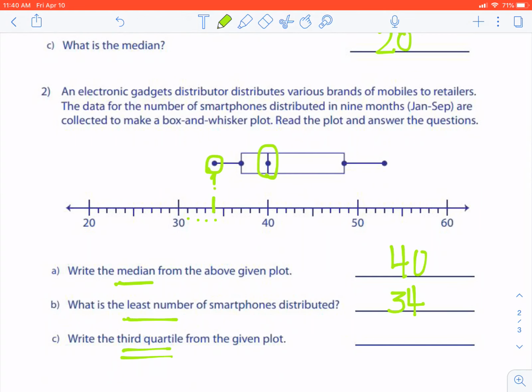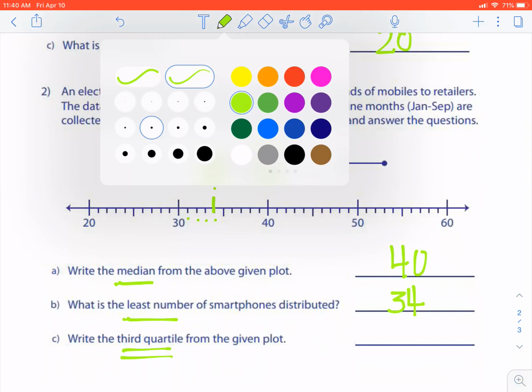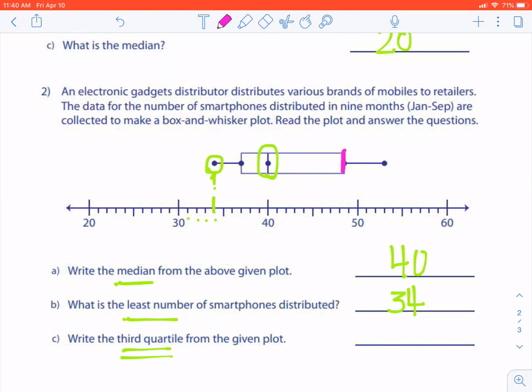Third quartile, that's your upper quartile. So that's going to be this number up here. If I were to come straight down, it looks like that would be at about 48.